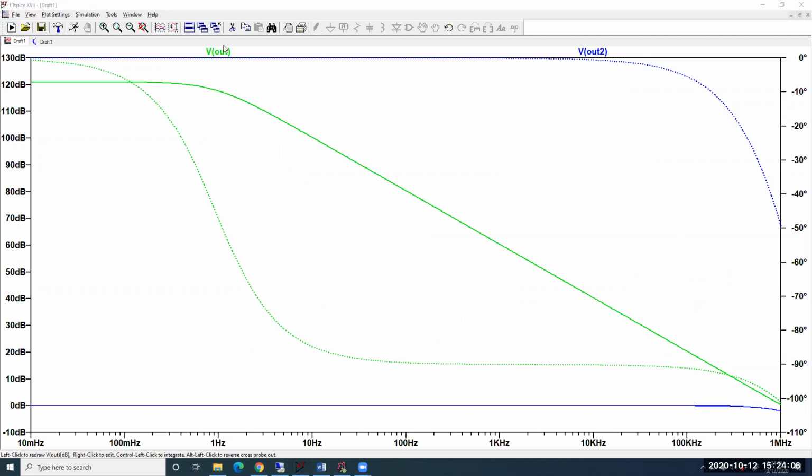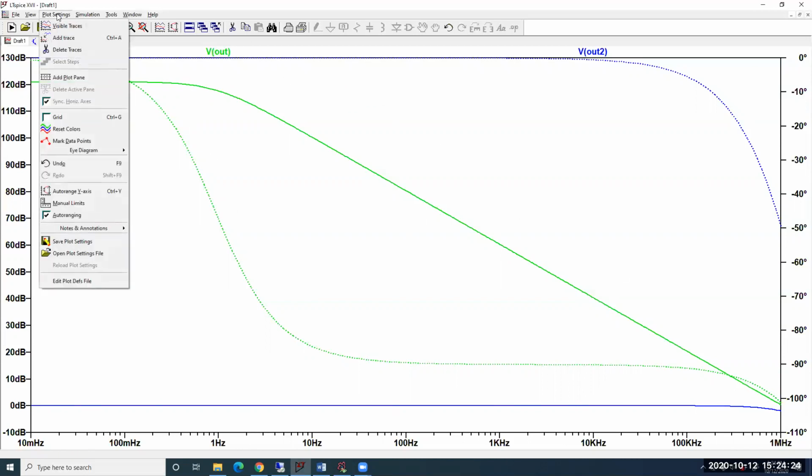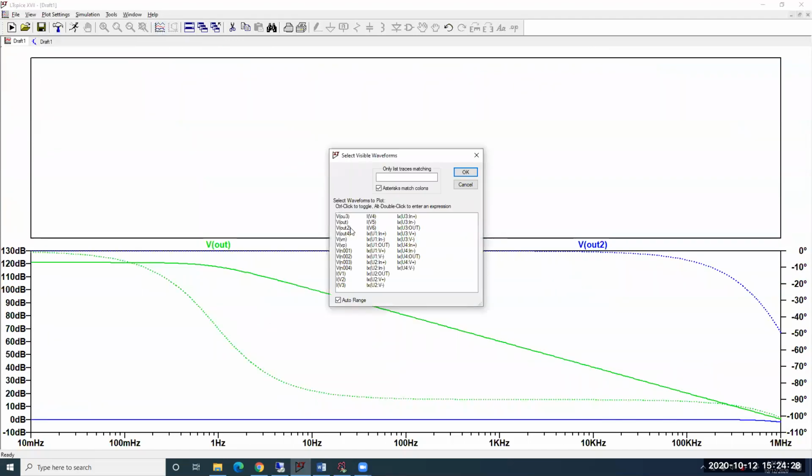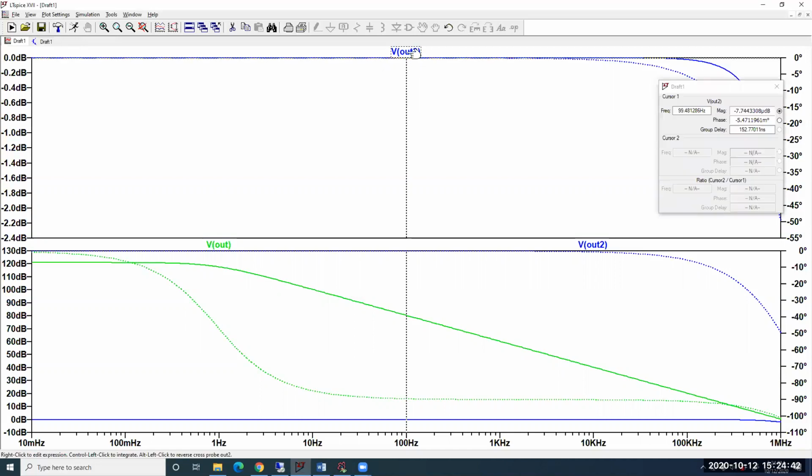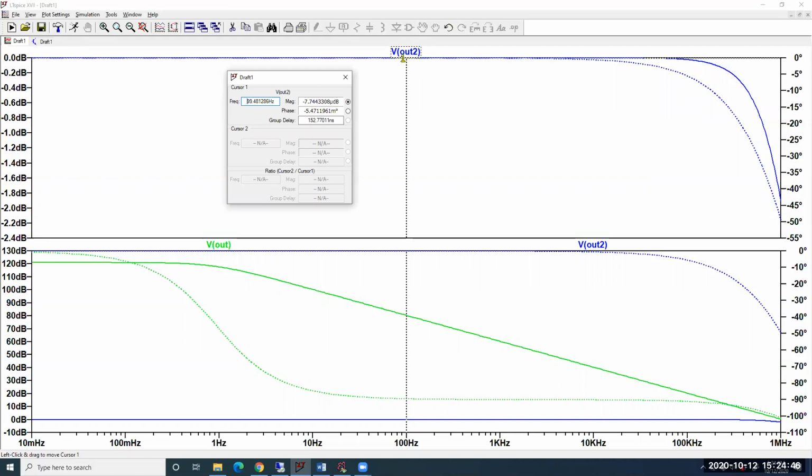So notice how the gain on the original Vout, the op amp with no feedback, is very large. And then here it's 0, right? So I'm just going to delete this, or I'm going to add a plot plane. Okay. And what you can see is that 0 dB is a gain of 1, and it's a gain of 1 all the way out to almost 100 kilohertz, okay?